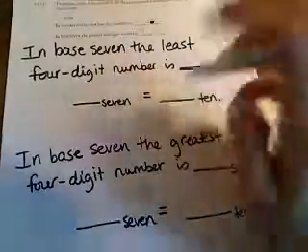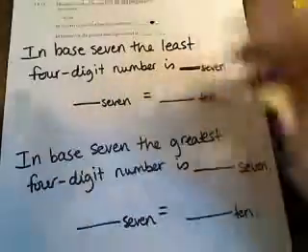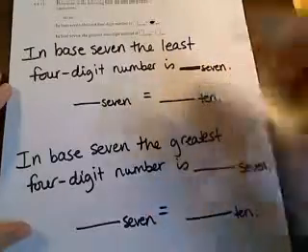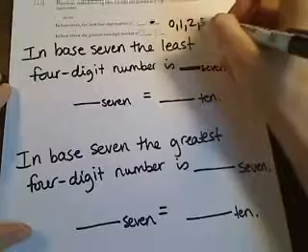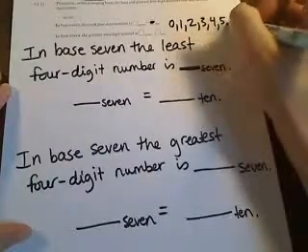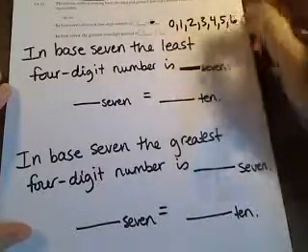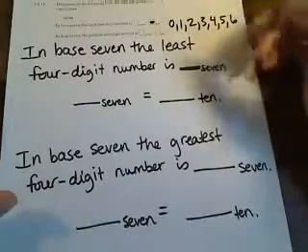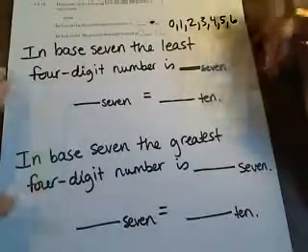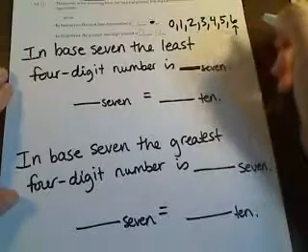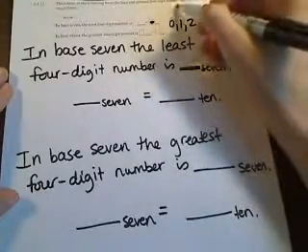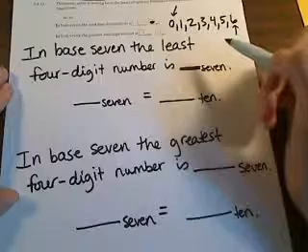So when you're talking about the least 4-digit number, you have to think about what digits are allowed in base 7. All of the digits up to the number 6 are going to be allowed. And you can use other digits in base 7 depending on where you're at. But in terms of the highest digit that you can have, it would be a 6. And the lowest digit here is going to be a 0.